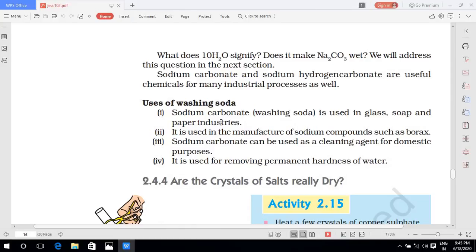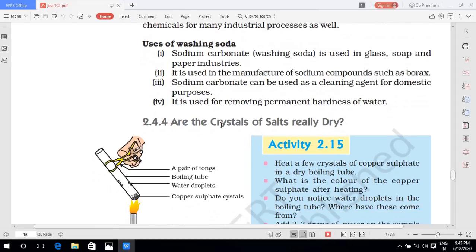Uses of washing soda. Sodium carbonate is used in glass, soap and paper industries, and in the manufacture of sodium compounds such as borax, and so many other things. Permanent hardness of water: when the water is hard, not lathering well with the soap, and it makes the washing of clothes difficult, we use this washing soda to soften the hard water.